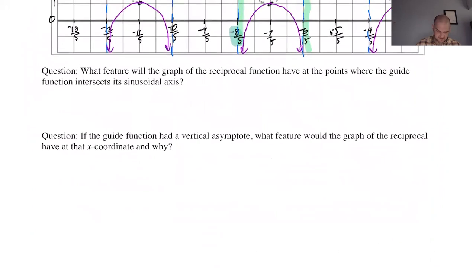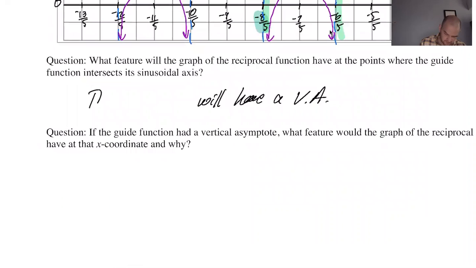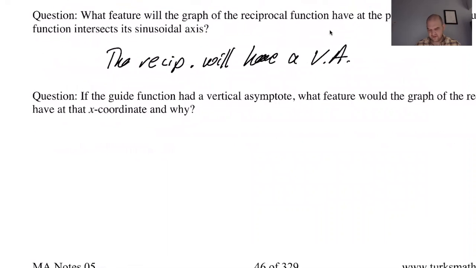Let's just answer these. So what feature will the graph of the reciprocal function have at the points where the guide function intersects its sinusoidal axis? It'll have a vertical asymptote. Also, for calculus reasons, justifying things in calculus, try to avoid the word "it." So I will say the reciprocal will have a vertical asymptote.